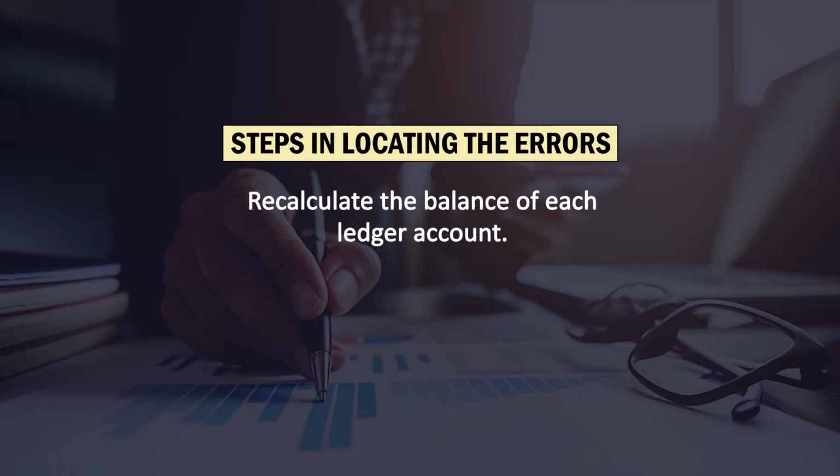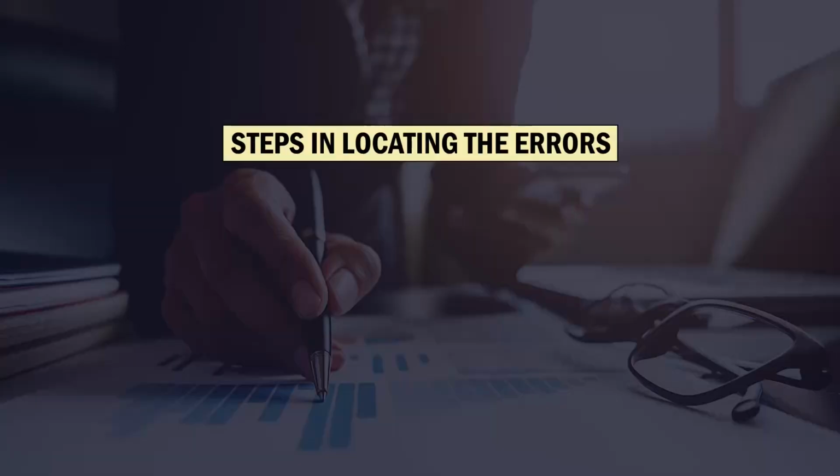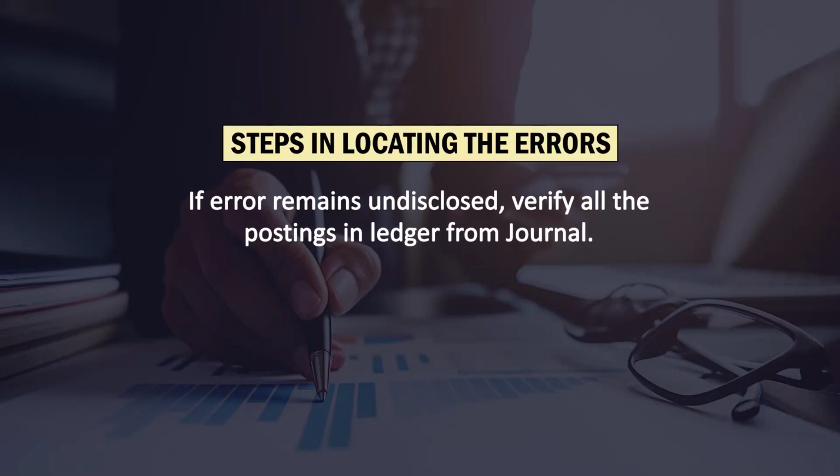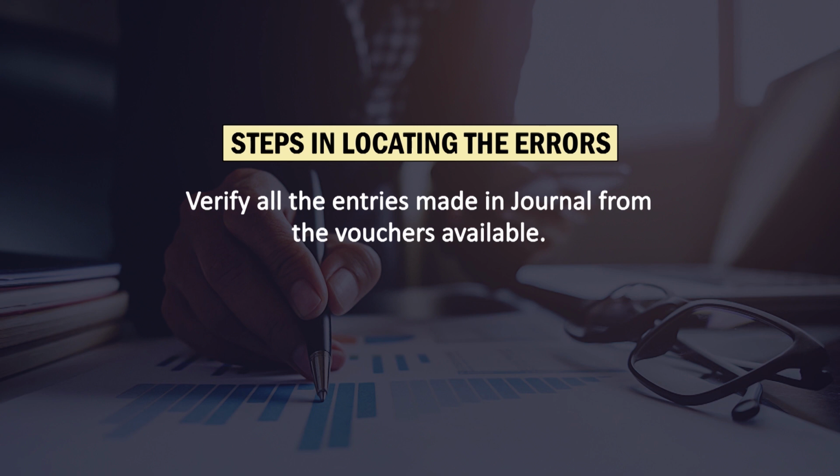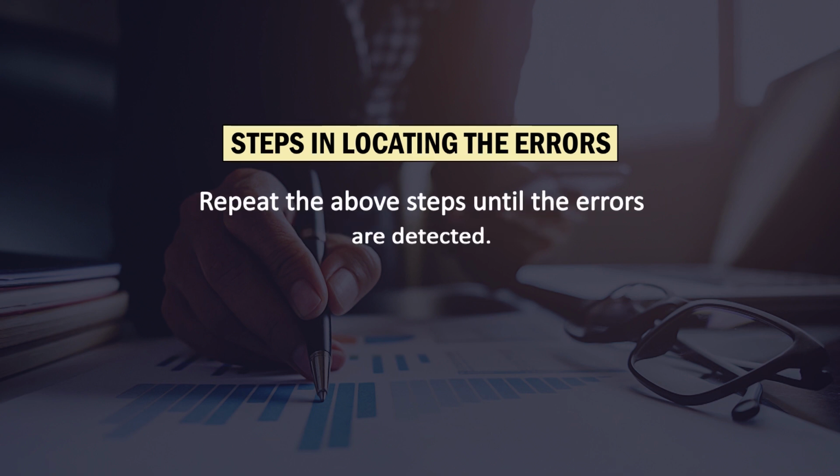So, we must ensure that the balances of all the ledger accounts must be correctly posted in the debit or credit side of the trial balance. Next one is recalculate the balance of each ledger account. So, we must try to see that the balance of the ledger account is properly done. Next one is, if error remains undisclosed, verify all the posting in the ledger from journal, verify all the entries made in the journal from the vouchers available, and repeat the above steps until the errors are detected.